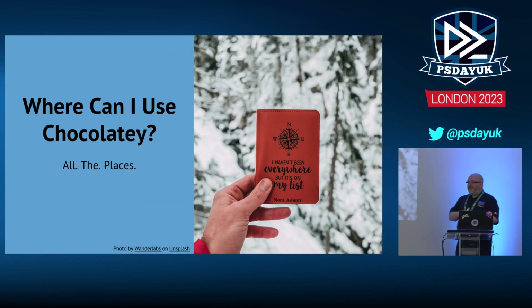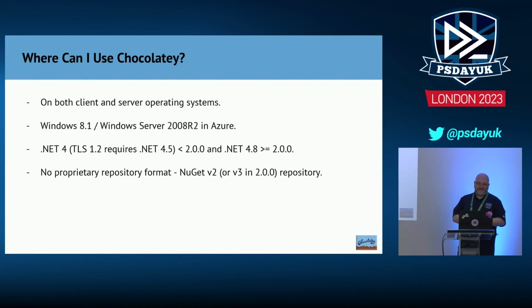So the final bit is, okay, Chocolatey's awesome. What do I need to use it? We can use Chocolatey on both client and server operating systems. Okay, we support Windows 8.1. That'll probably be changing to Windows 10 very shortly because Windows 8.1 is now end of life. But we tend to support what Microsoft support, and we tend to let people who are using Chocolatey have a bit more of a run up.